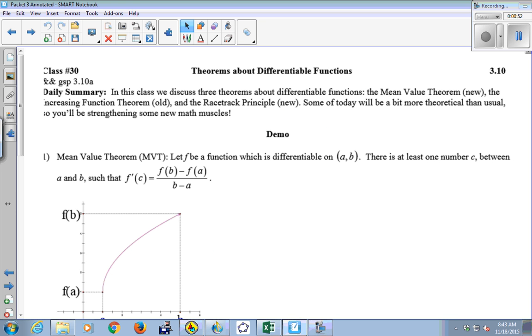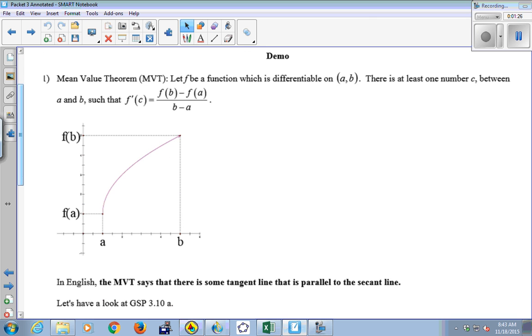So in this class, we're going to discuss 3 theorems about differentiable functions. We've got the mean value theorem, which is going to be new. The increasing function theorem, which is old. It's a theorem we've actually been using almost the whole semester. We're just going to finally write it down and say it formally. And then the racetrack principle, which is also new. Some of today is going to be a bit more theoretical than usual, less calculation and more conceptual. So you'll be strengthening new math muscles.